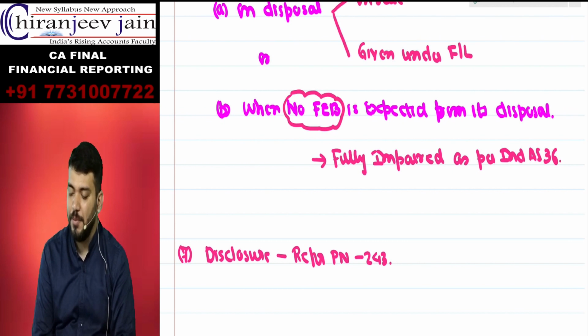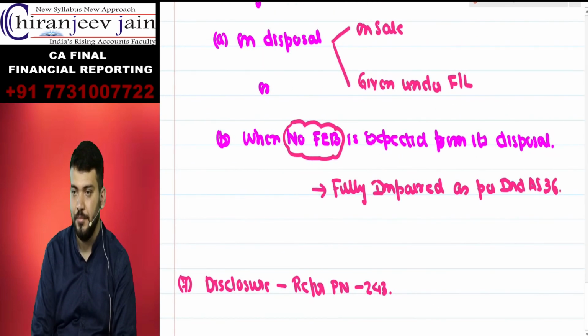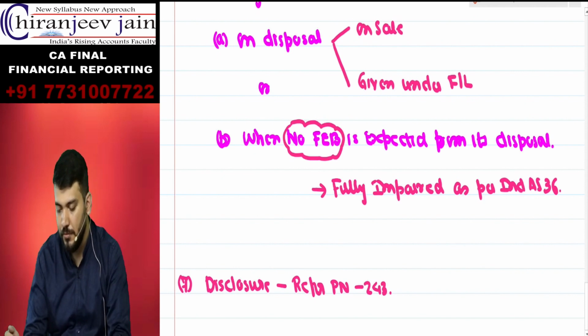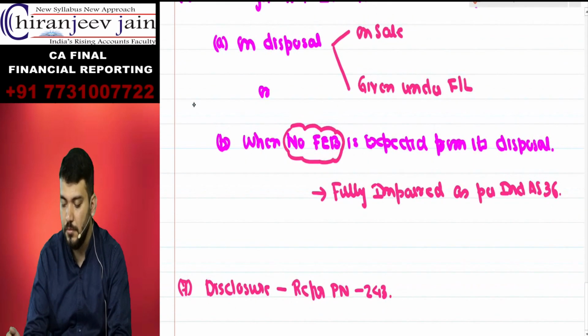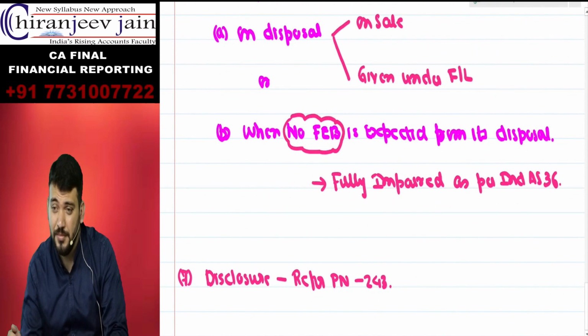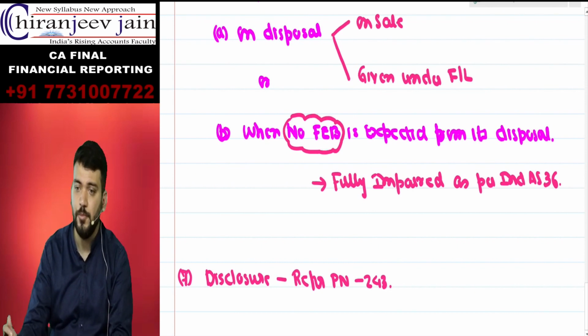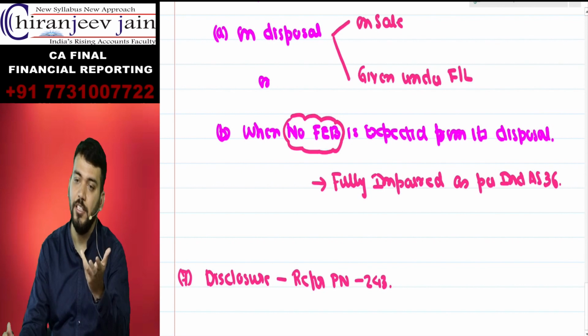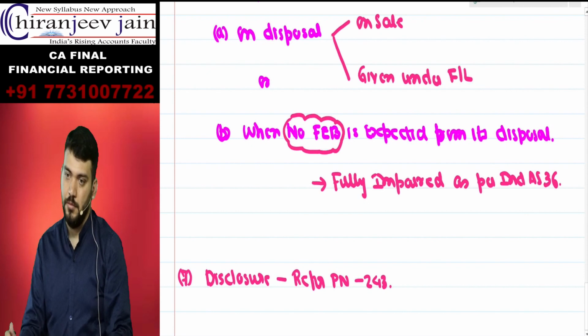Now, if it is not expected from disposal, it means what? There is no use. It is held for use only. It is not held for sale. What? How can this happen? You can dispose of any property at any time. How is it possible that you have property and you cannot dispose of? Understood?